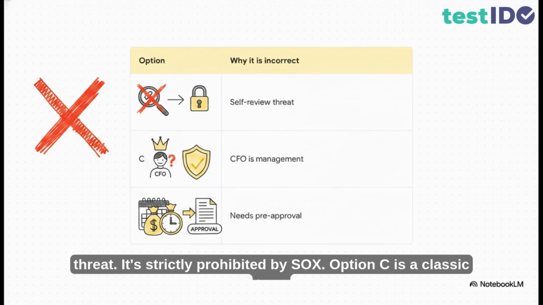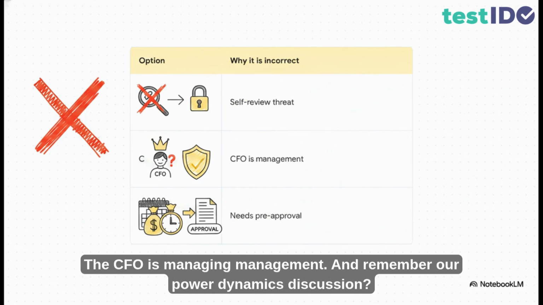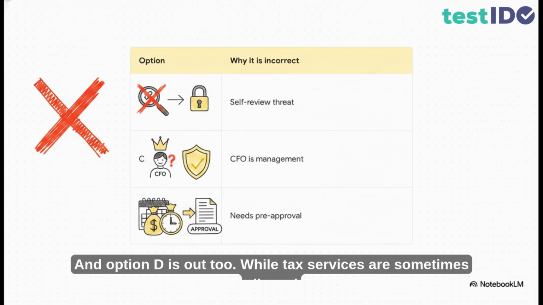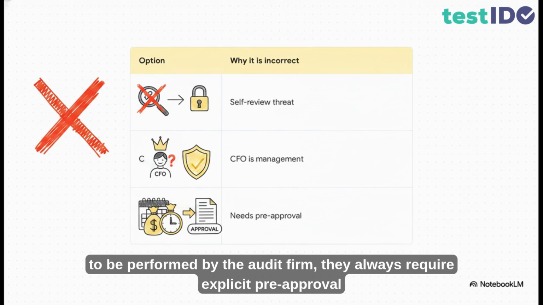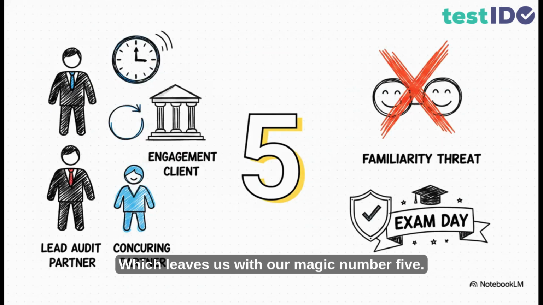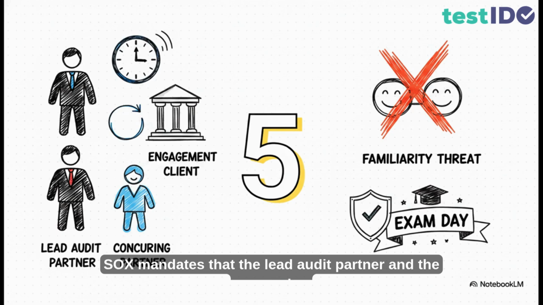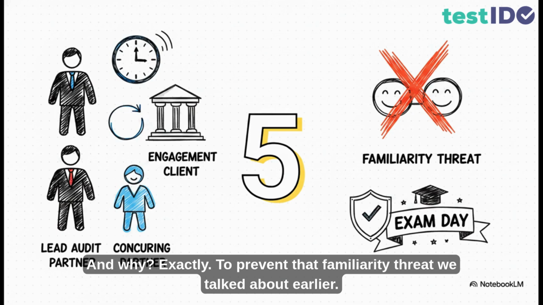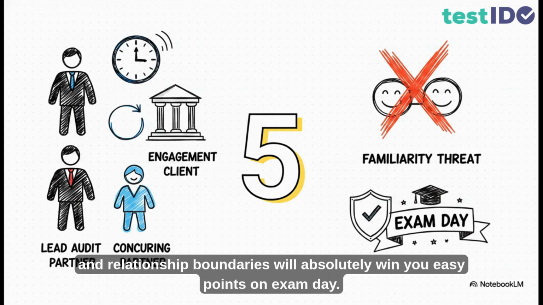Option C is a classic trap. The CFO is management. And remember our power dynamics discussion? The independent audit committee has to be the one to hire and oversee the auditors. And option D is out too. While tax services are sometimes allowed to be performed by the audit firm, they always require explicit pre-approval from the audit committee. You can't just provide them unapproved. Which leaves us with our magic number 5. Option A is the correct answer. SOX mandates that the lead audit partner and the concurring partner must rotate off the engagement client every 5 years. And why? Exactly, to prevent that familiarity threat we talked about earlier. Knowing these specific time frames and relationship boundaries will absolutely win you easy points on exam day.